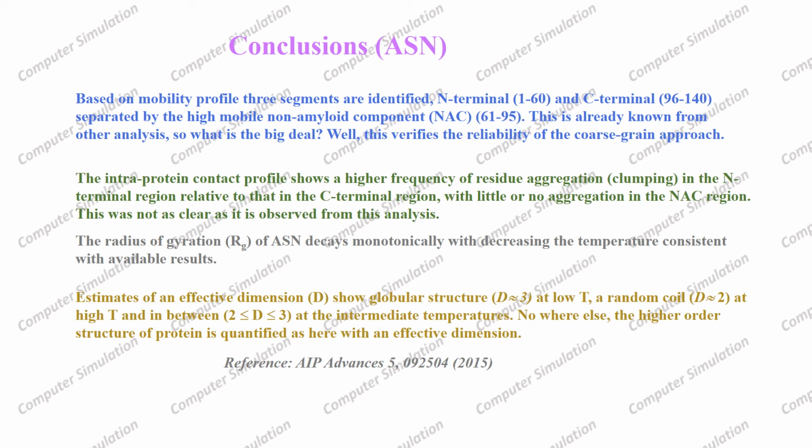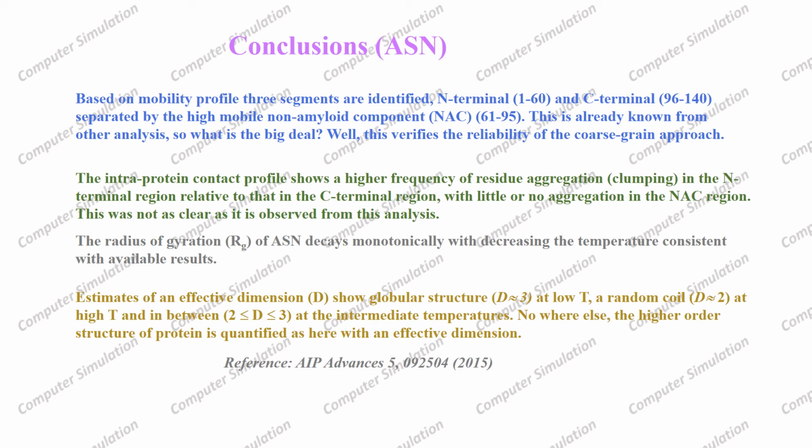2. The intraprotein contact profile shows a higher frequency of residue aggregation, clumping, in the N-terminal region relative to that in the C-terminal region, with little or no aggregation in the NAC region. This was not as clear as it is observed from this analysis.